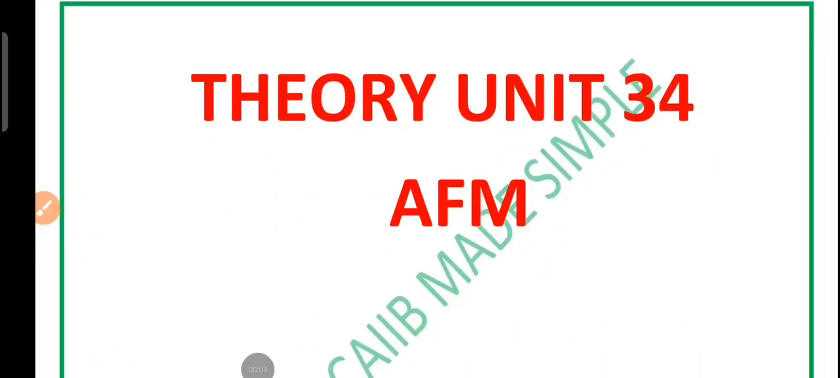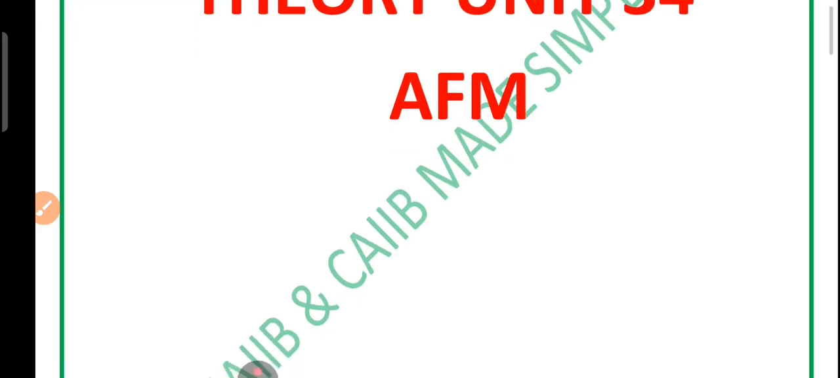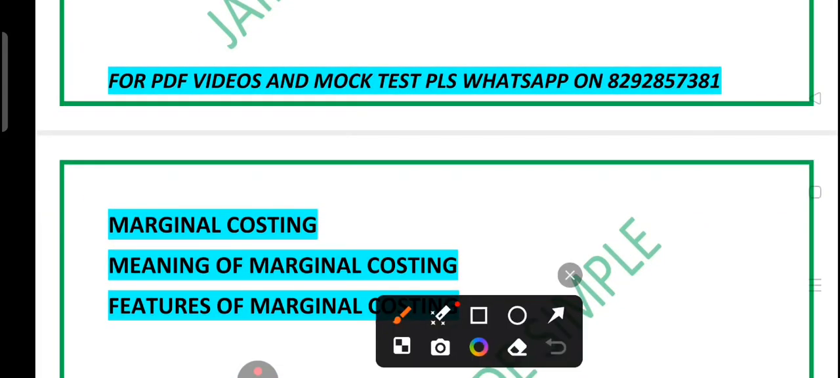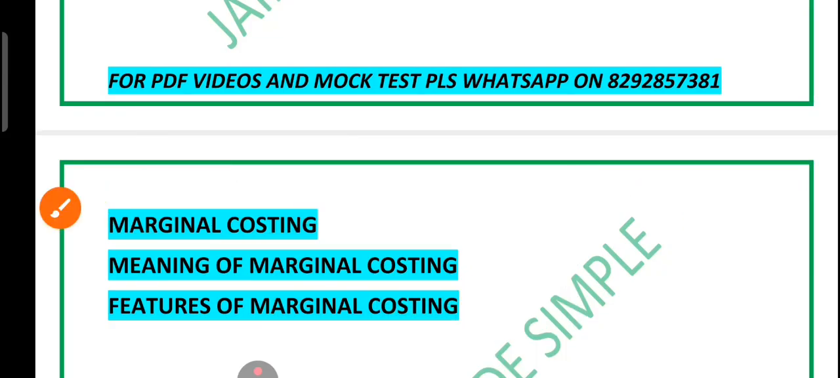Today we are going to discuss our unit number 34 of AFM. Very important chapter based on marginal costing. So it's all about marginal costing which we are going to discuss now. So let's get started and understand the concept of marginal costing.